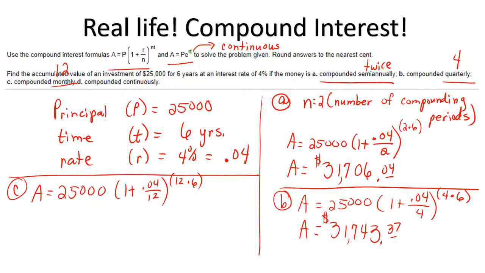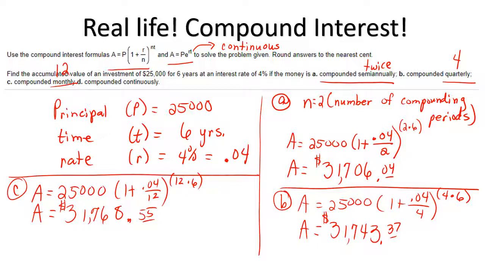Now here you should have gotten the accumulated value was $31,768 and 55 cents. Again, slightly more than when you had a compounding of quarterly.